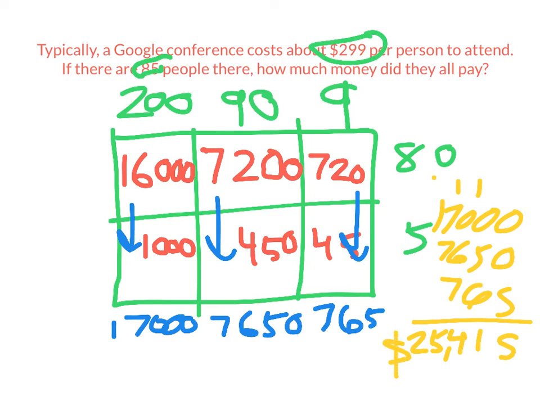So like I said, it's very similar to a lattice box, but the big difference is here, no diagonals, and then you're adding down, and then you're adding all your partial products along the side.